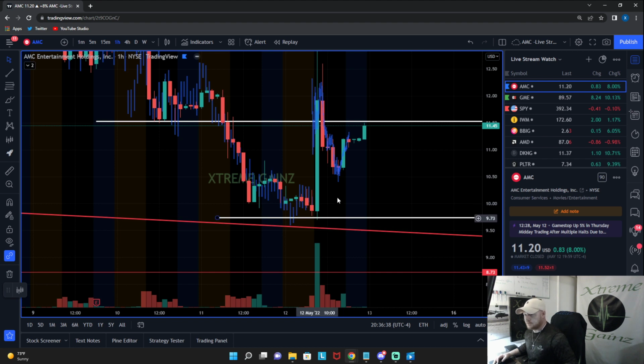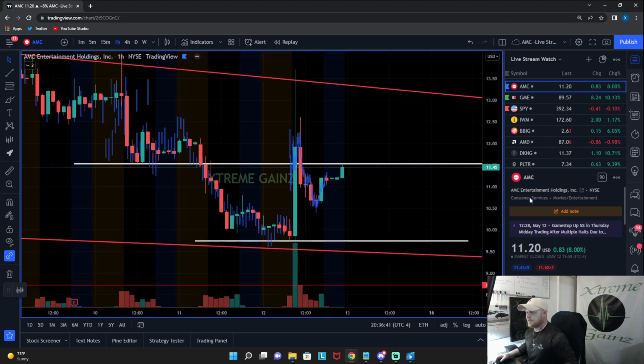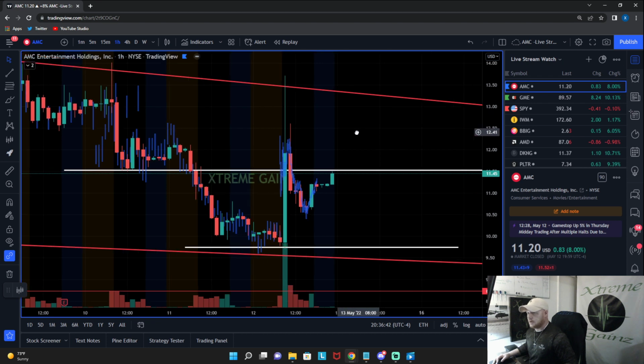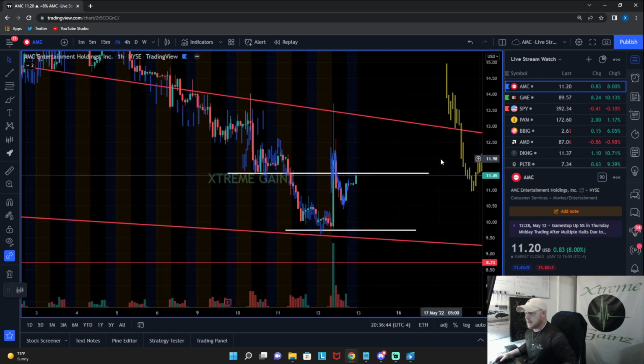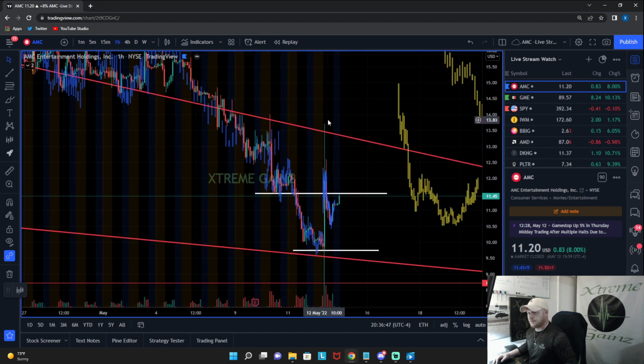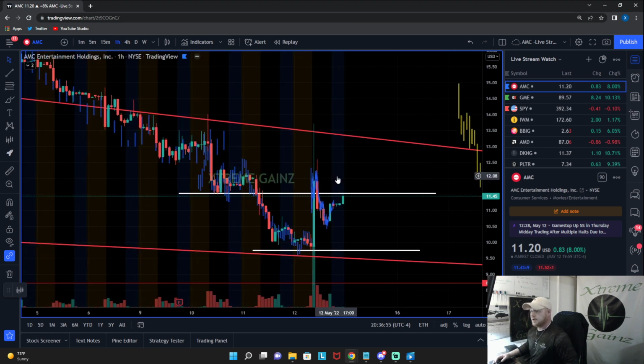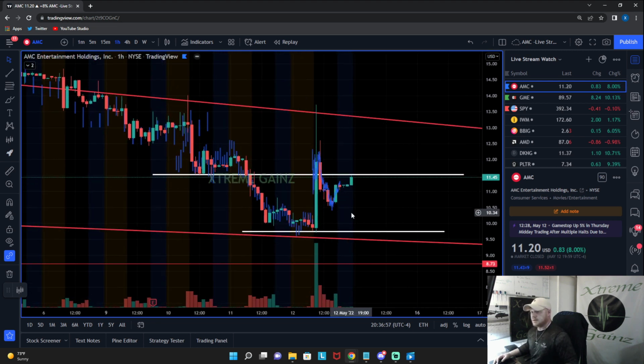Intraday low here of $9.72. Intraday high of $13.72. The macro descending third from the previous macro box top acted as it should and provided resistance as it was previous support and knocked the shit out of this thing right back down to where you see it here.